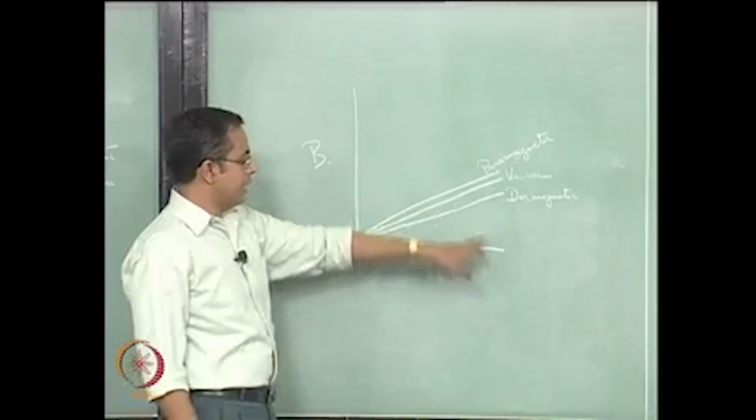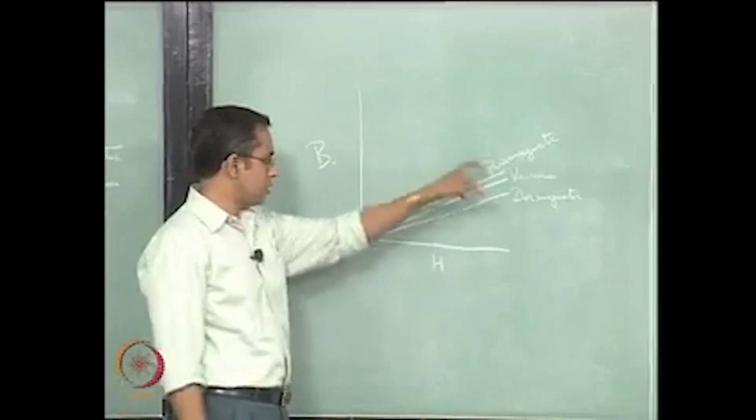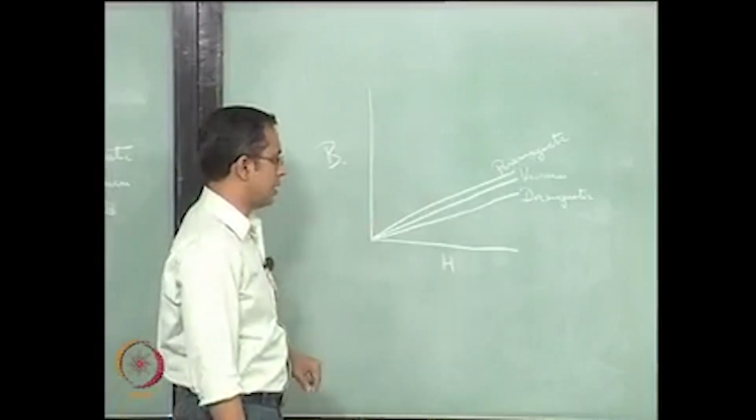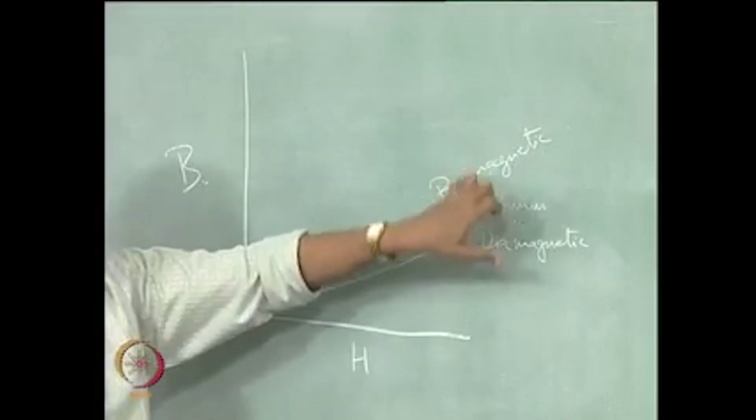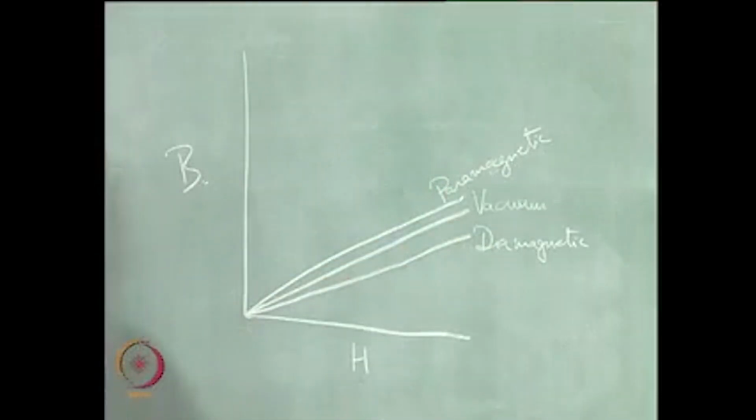Again, when you remove the field, if you come up to here in H and you switch off the H, it will just drop to 0 because there is nothing, and it is in that sense that a paramagnetic and a diamagnetic material are non-magnetic. A ferromagnetic material would look like this.